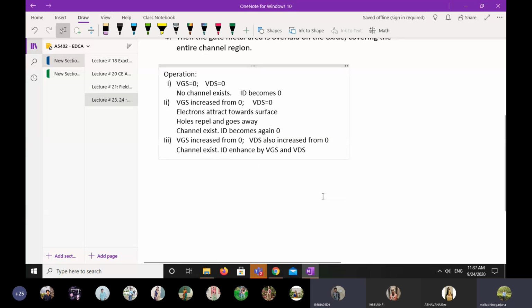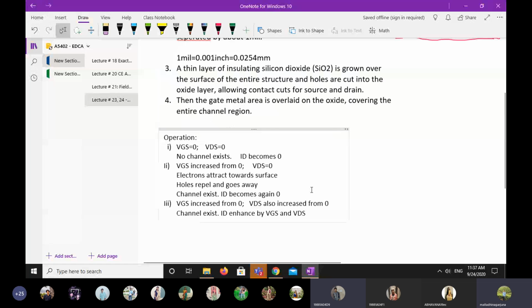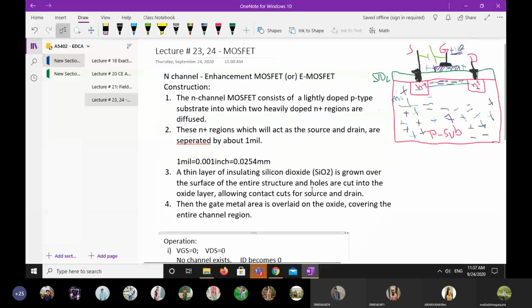Sir, holes will be repelled. Second, how will holes be repelled? You are applying the positive, no? So here you are applying the positive right here. So this positive polarity will attract the electrons and repel the holes.